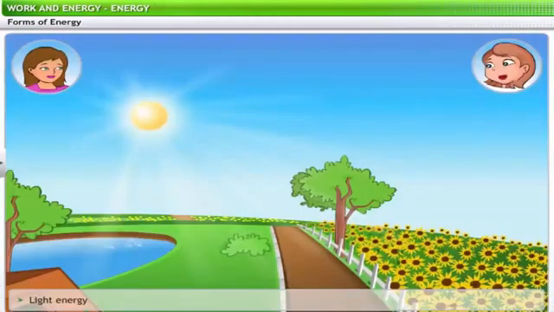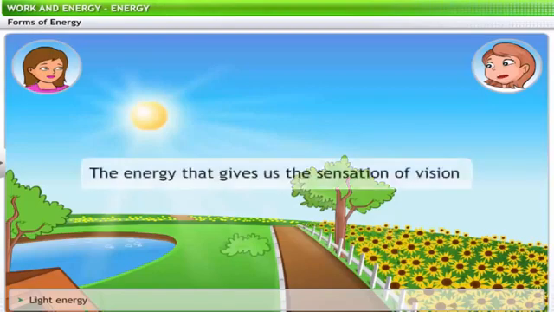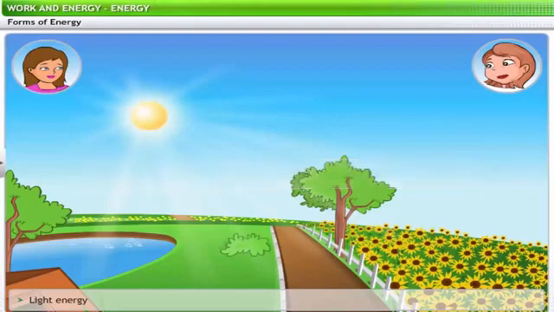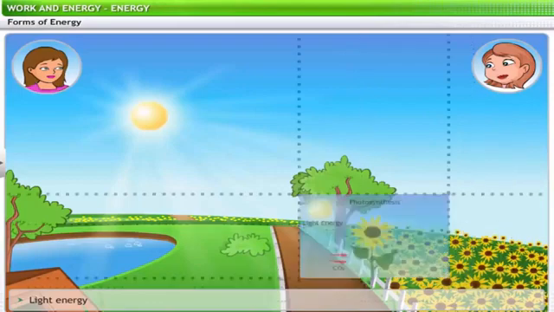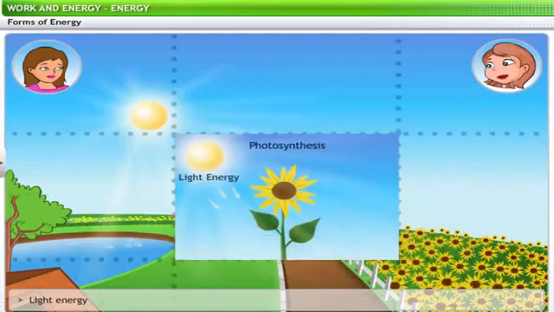Another form of energy that we take for granted in our daily lives is light. The energy that gives us the sensation of vision is light energy. But how is light energy used to do work? Well, light is a major component of the solar energy that we receive from the sun. For a more direct example, think of photosynthesis, a process where light energy is used by the plants to make food.